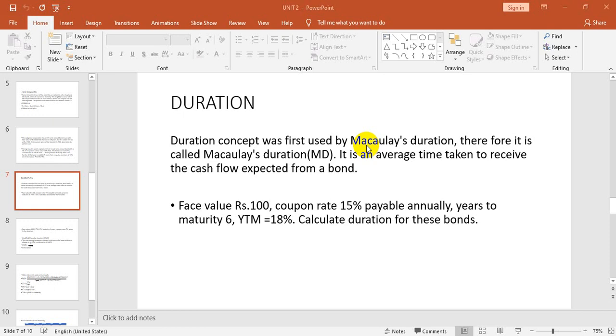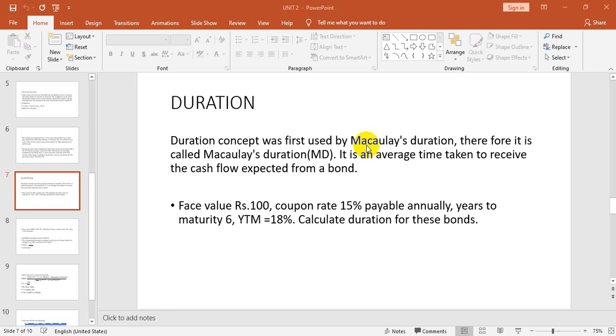The duration concept was first used by Macaulay, and that is the reason it is called Macaulay duration. So basically, what is duration? The word itself gives the explanation: it's the average time taken to receive the cash flow expected from a bond asset. As such, we were discussing the bond. So duration is nothing but the average time taken to receive the cash flow expected from a bond.